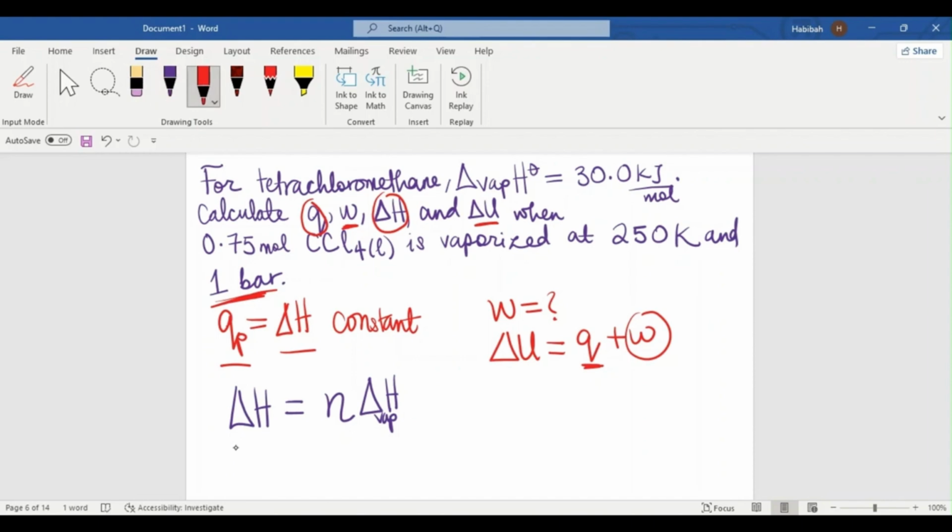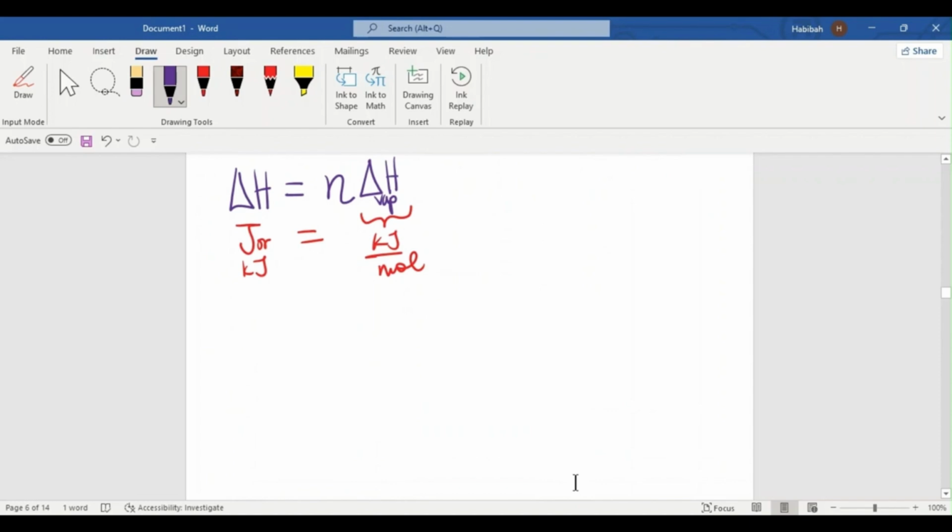Because if you remember, the unit for enthalpy or change in enthalpy is joules or kilojoules, and the unit for change in enthalpy of vaporization is kilojoule per mole. So to go from the information on the left to the right, you have to use the number of moles, or to go from the right to the left, you also have to use the number of moles. In this particular question, we're just going to be multiplying the number of moles times the change in enthalpy of vaporization to get the change in enthalpy. That's just how we're going to do it. There's no major formula to go from change in enthalpy to change in enthalpy of vaporization. Just use the number of moles.